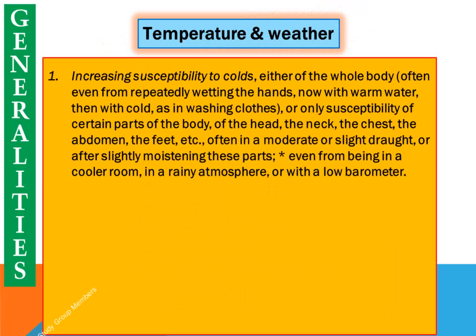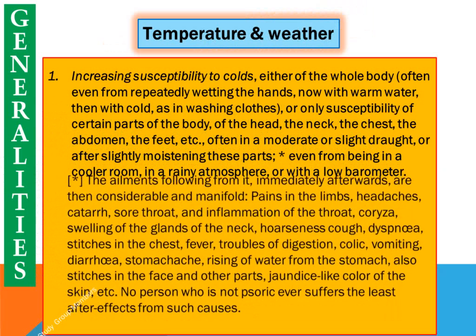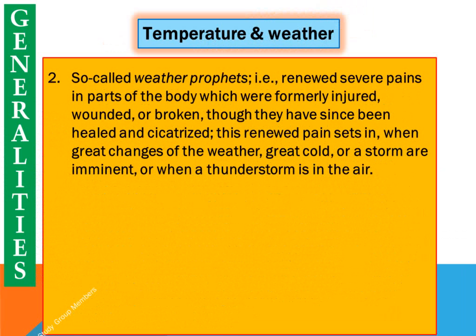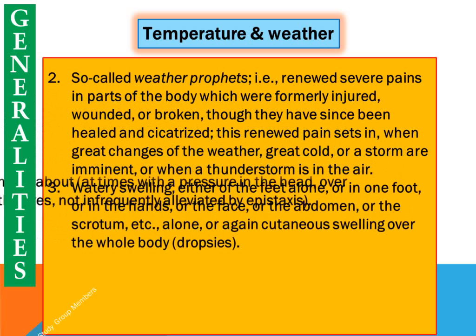Increasing susceptibility to colds, that is the characteristic. Then ailments following from it, from susceptibility to cold. Then so-called weather prophets, that is they can tell which weather is coming, whether it is winter or some rains are coming. So this patient will say, now I can tell you that it will rain. How do you know? Because particularly there is a numbness which I find in my body just before the rain coming. So they are prophets of weather, because their pains get renewed.